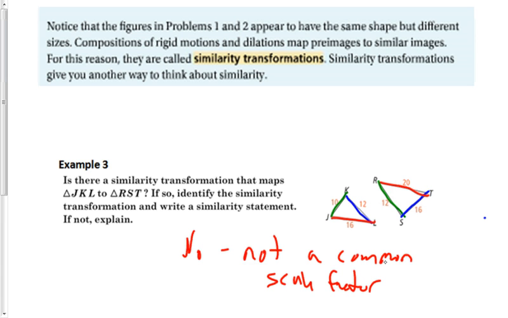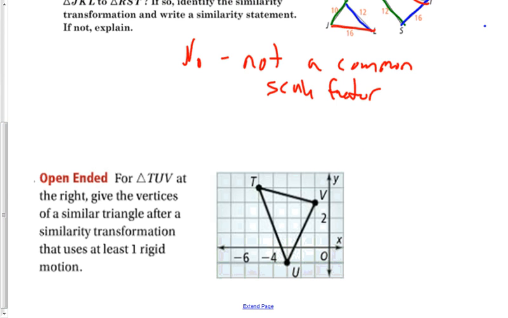Okay? Not a common scale factor. If you look at the corresponding parts and the sizes of them, there's not a common scale factor between them. And that's really important to know when you're looking at similarity transformations. They have to have the same scale factor. Okay, let's just look at this real quickly. Triangle TUV at the right: give the vertices of a similar triangle after a similarity transformation that uses at least one rigid motion. So I'm going to let you do that one on your own. There are many, many different answers. You just have to involve one rigid motion and then a dilation that would make it a similarity transformation.